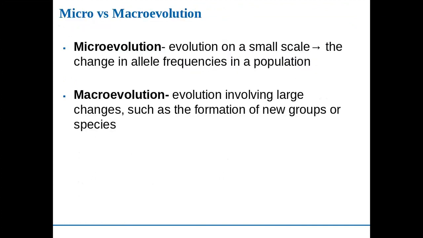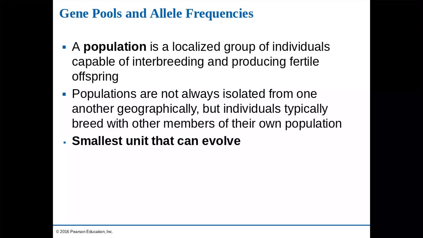So one important distinction is to understand the difference between microevolution and macroevolution. You've probably studied a lot about macroevolution, which is the evolution involving a large change that maybe ultimately results in the formation of a new species. But we can also have microevolution happen, which is the change in a small scale of allele frequencies in a population. The population is a localized group of individuals who can interbreed and produce fertile offspring.